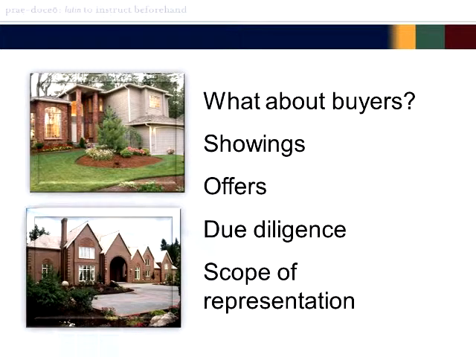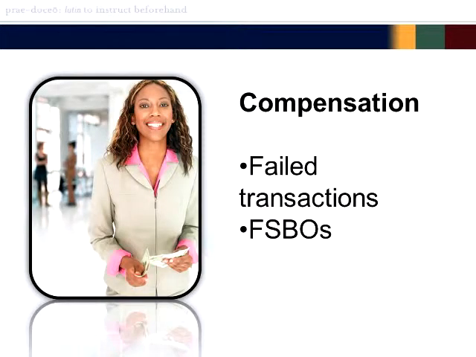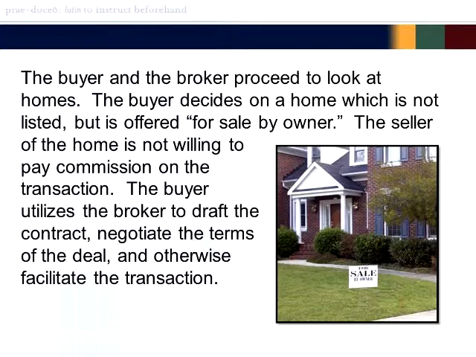What about buyers? Showings, offers, due diligence, scope of representation. Compensation. Failed transactions for sale by owners. The buyer and the broker proceed to look at homes. The buyer decides on a home which is not listed but is offered for sale by owner. The seller of the home is not willing to pay commission on the transaction.